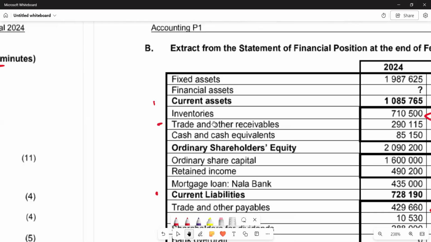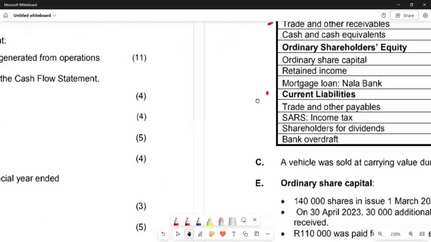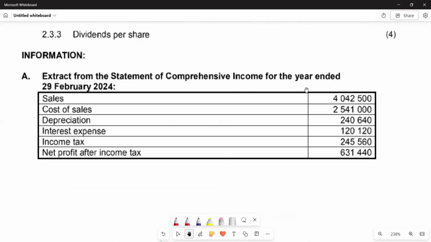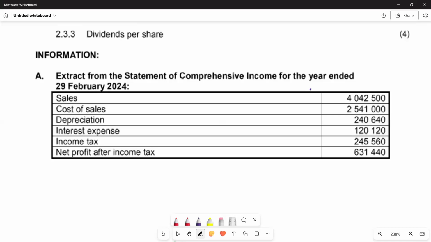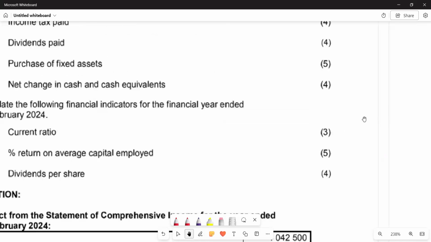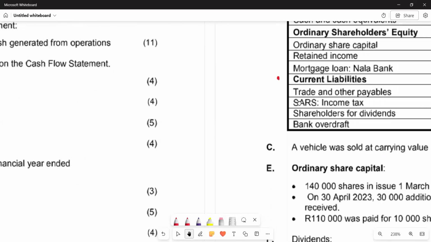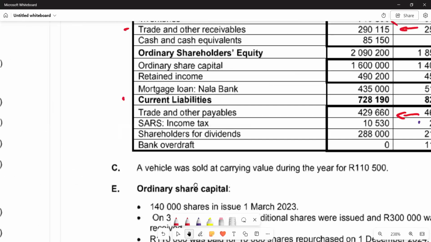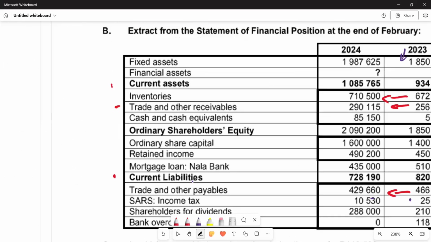Then we add the tax amount for the period, which we are supposed to get in the extract that we are given from the income statement. So you can come here and try to see the figure for tax. We are given income tax here, which is 245,560. This is the figure that we are supposed to add to the opening balance. Then we subtract the closing balance. The closing balance, you see, is 10,530. This is the amount that you are supposed to subtract.